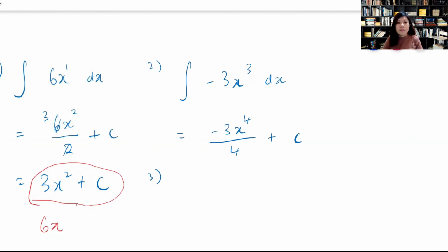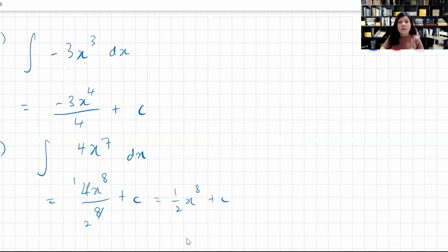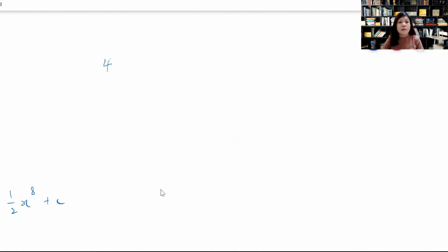We can do one more example. So we're going to have 4x to the power 7, and therefore when you plus 1 to the 7, I have this. So again, do wherever you can to simplify it. So like this.